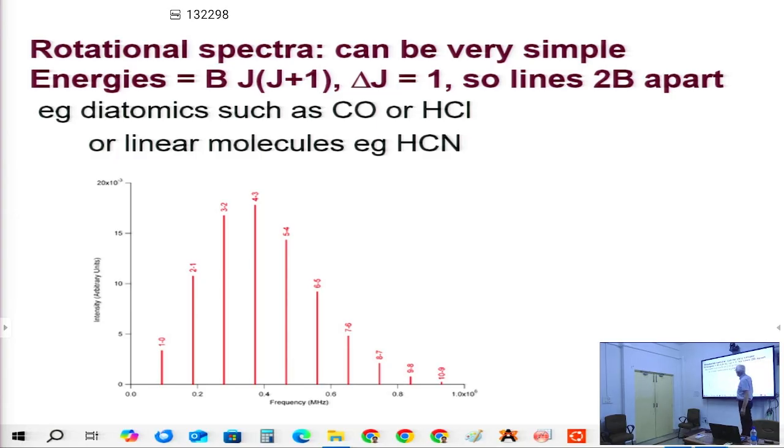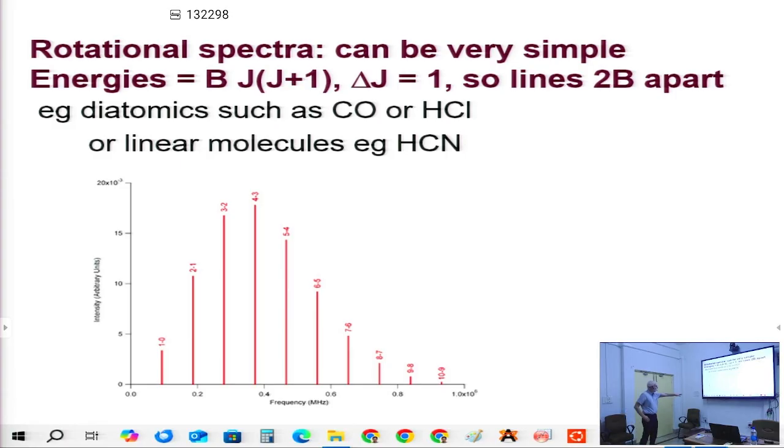I didn't derive it, but if you take J plus 1 and then add J on it, you get J plus 1 times J plus 2, and difference them, you end up finding that the spacing is 2B(J plus 1). So each level goes up by 2B. So 0 to 1 is at 2B, 1 to 2 is at 4B, 2 to 3 is at 6B. They just go up as 2BJ going through the molecule.